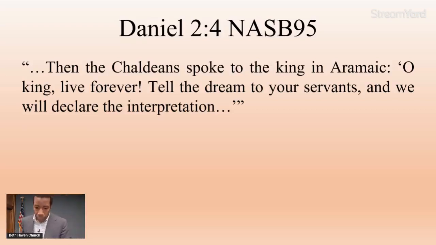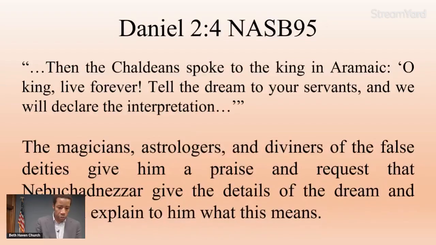In verse 4, he says, my spirit is troubled, and I want to know the explanation of this dream. Then the Chaldean spoke to the king in Aramaic. O king, live forever. Tell the dream to your servants, and we will declare the explanation. Again, the magicians, astrologers, and the diviners, what they would do is detail the explanation, and then they would do whatever it is they did. They would read either the entrails, they would write it down, they would look at the astrological chart, they would do all of these things, and then based upon their duty, they would explain or interpret this dream.